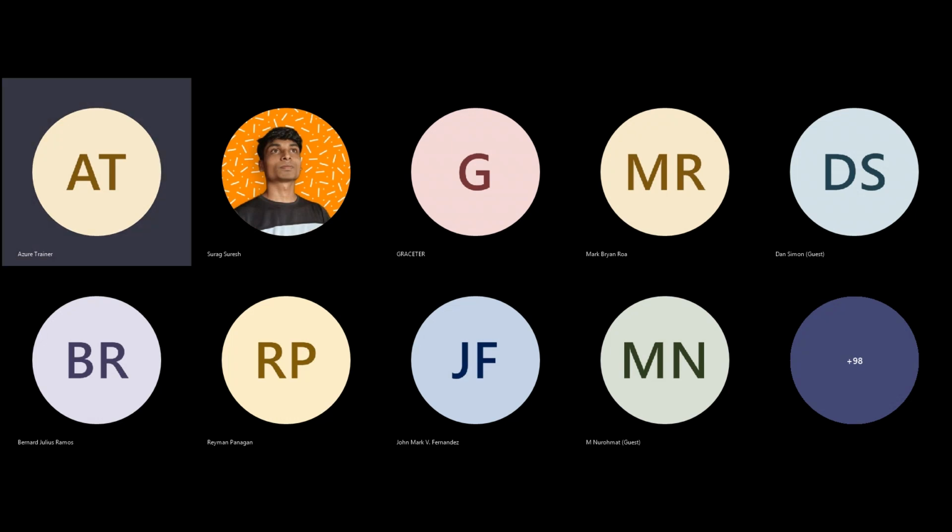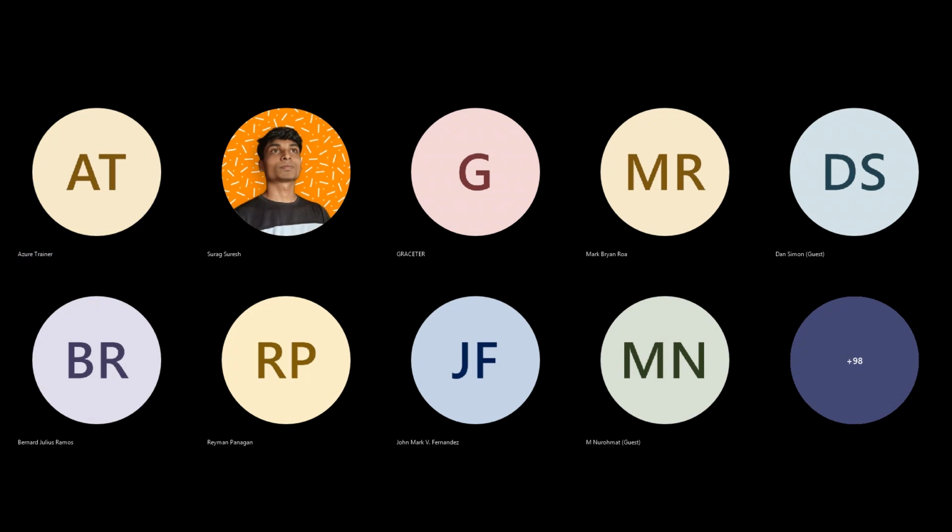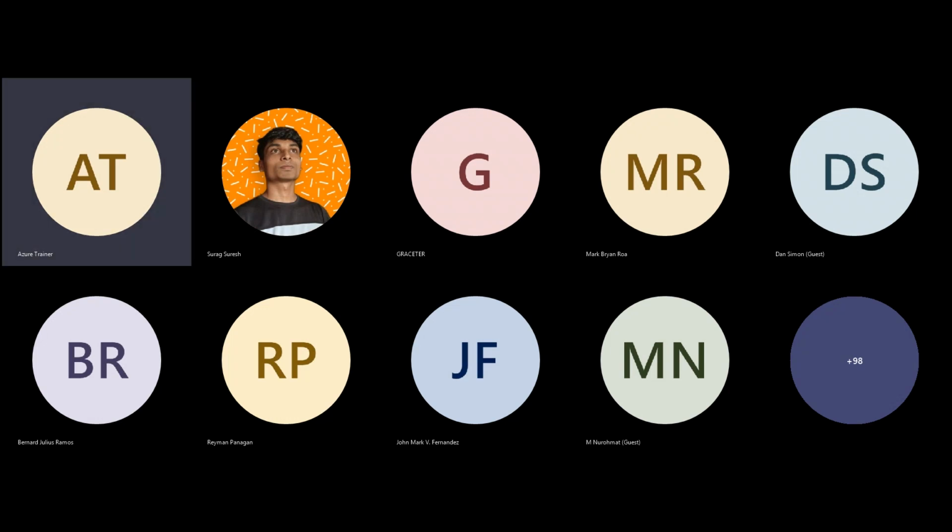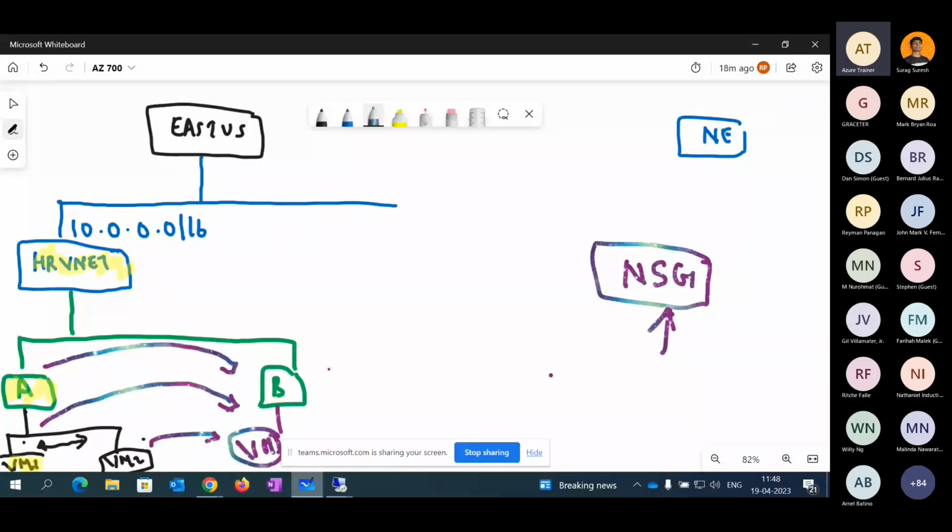Now, before the tea break, we were discussing how resources communicate between different subnets within a VNet. The learning we have here is if we have a network configured in East US or any region, and you have multiple subnets available in the same region and the same VNet, they will communicate with each other.